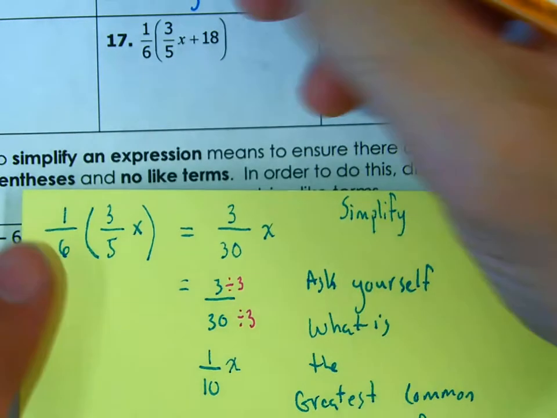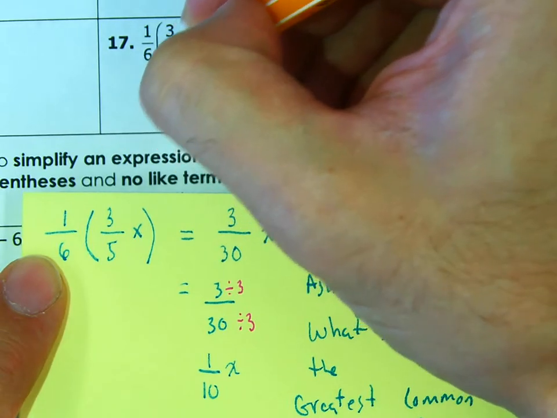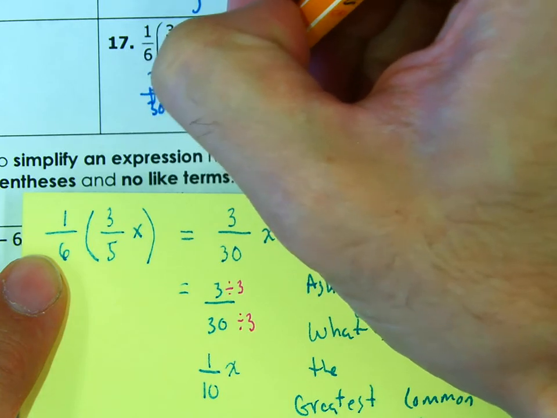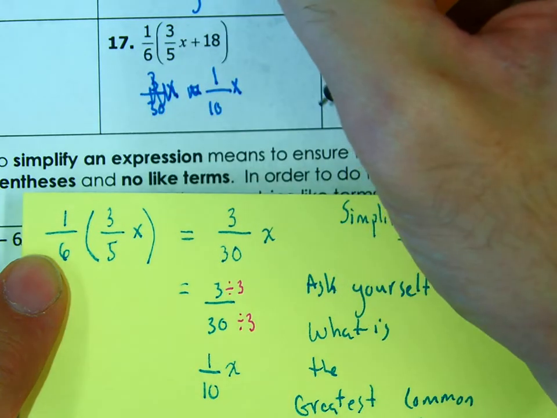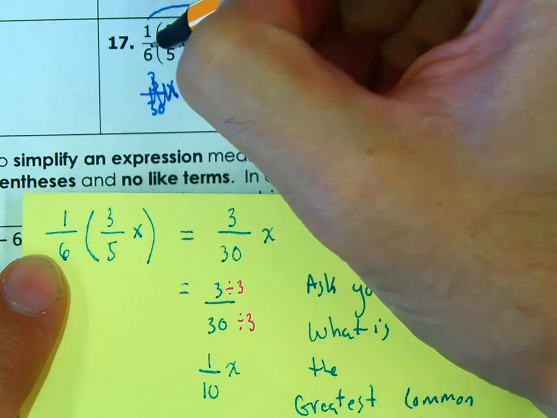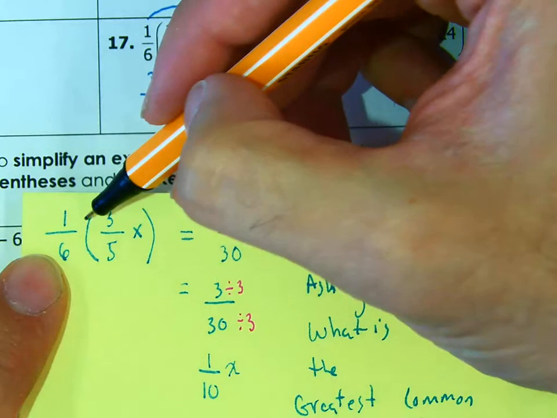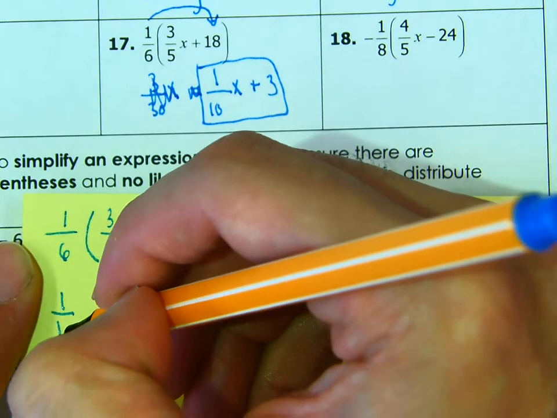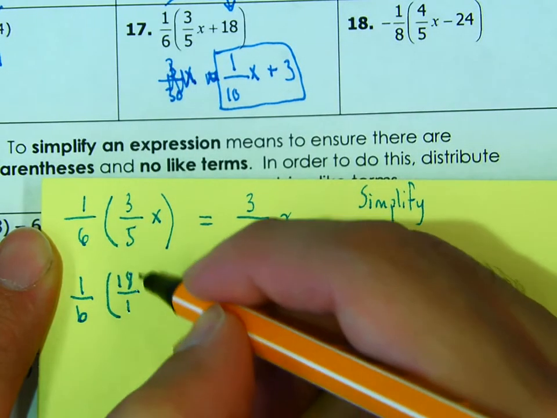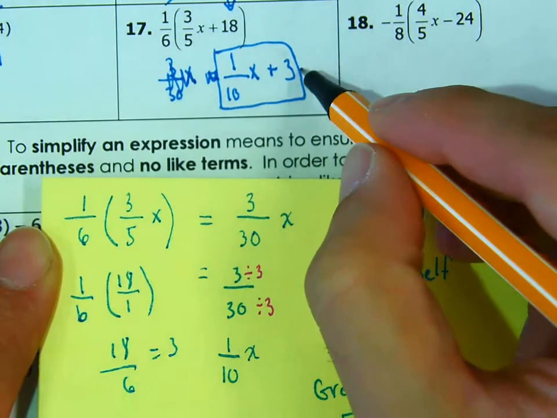So here, you could show this as 3 over 30x, but really you should show that as 1 over 10x. Okay? And then here, if I do 1/6 of 18, what's a 6 of 18? That's just 3. If I were to do this same process with 1 over 6 of 18, put this over 1, then I have 18 over 6, and that's 3, which goes here.